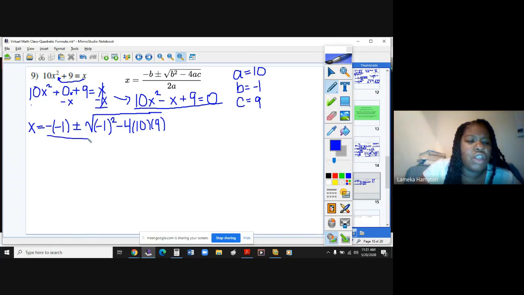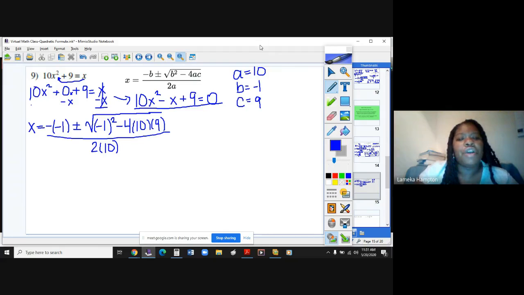And again, all of that, yes, I said all of that, is over 2 times A. So again, wherever I see an A, I'm going to substitute it for the number 10. Wherever I see a B, I'm going to put my -1 in place of that. Wherever I see a C, I'm going to put my 9. So now, again, we just have regular schmegular math.